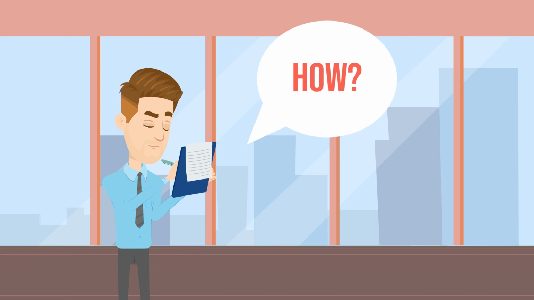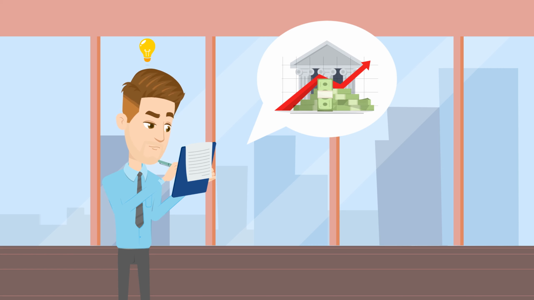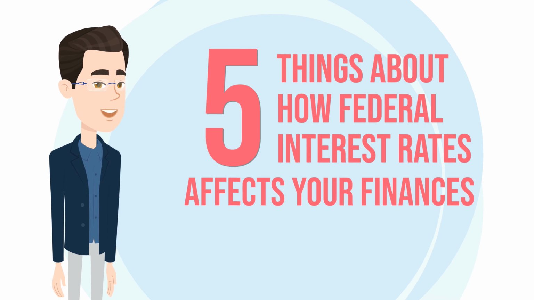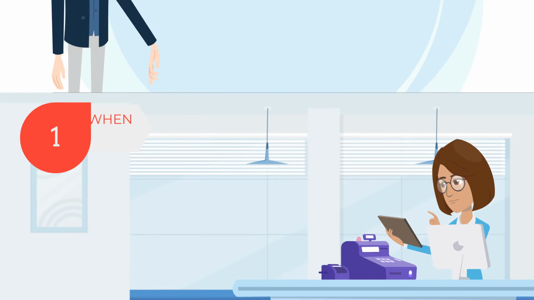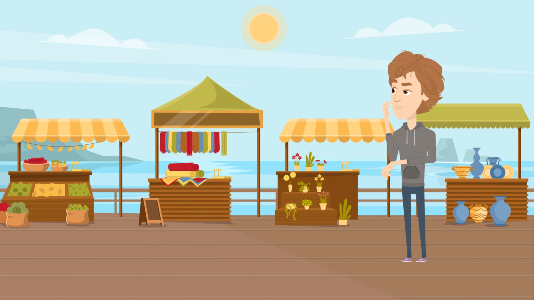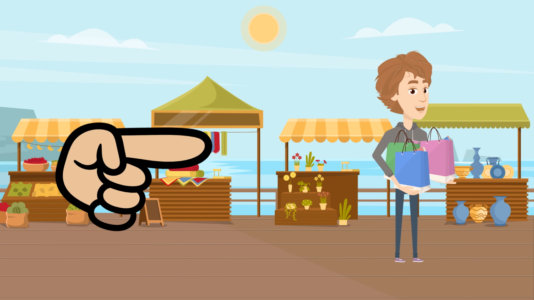Now that you're better informed about the federal interest rate and how it impacts the economy, how does it affect you? Here are the 5 things you should know about how the Federal Reserve interest rate affects your finances. Number 1. Your spending patterns, mainly when using credit, can change. Getting people to behave differently is the key to changing the federal funds rate. That's you because you purchase things.